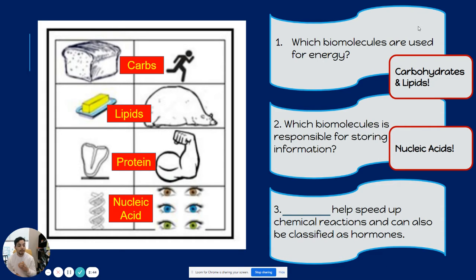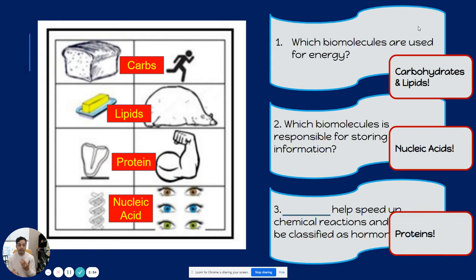And then number 3: something that helps speed up chemical reactions and can be classified as hormones. Even though this chart doesn't really talk about that, this would be proteins, because proteins have enzymes and proteins can be hormones. So anything that helps build, speed up chemical reactions and get your body in check is anything with protein, okay? So that's done. If you have any questions about this, just ask your biology teacher.